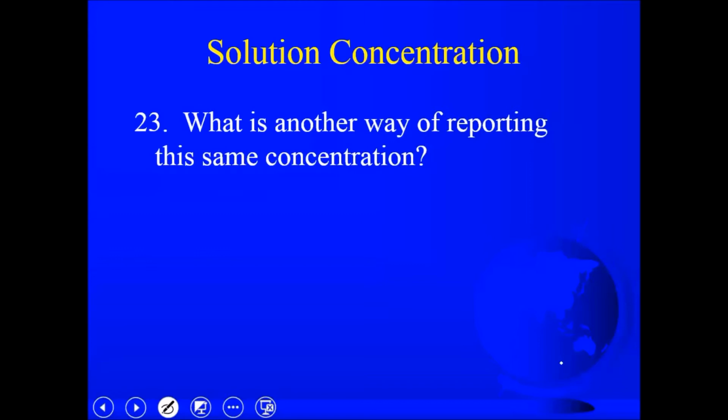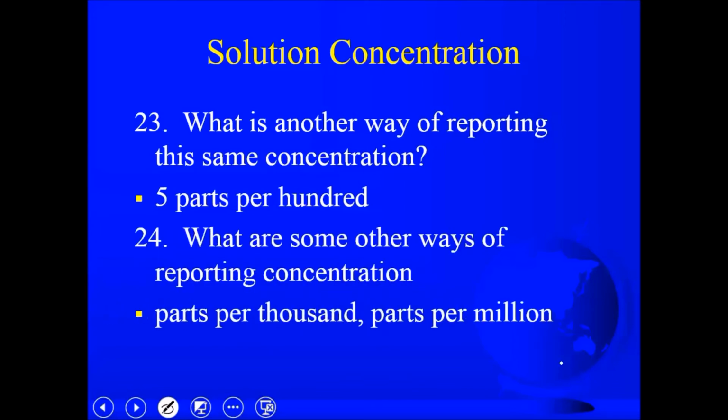There are other ways of reporting this same concentration. For example, every year you're going to get from the city of Oak Ridge a little pamphlet explaining all the impurities that are in water. The EPA mandates that. They're not going to report things to you in percentages. They're going to report them in parts per 100, or parts per 1,000, or even parts per million or billion.